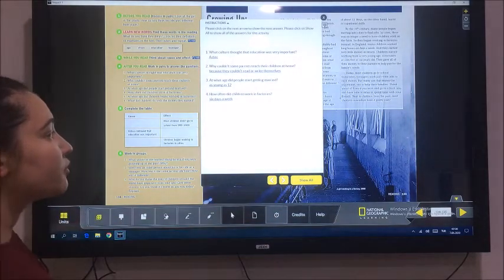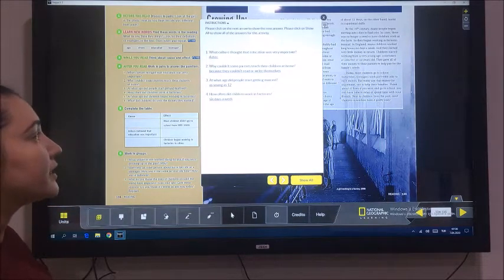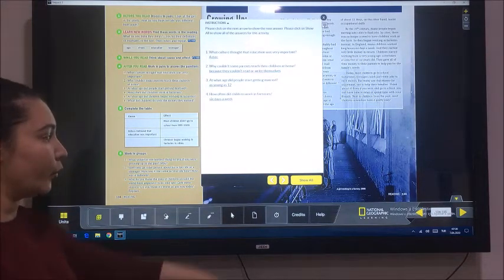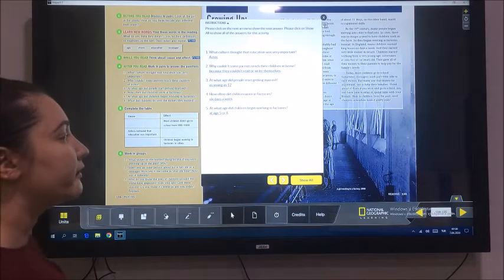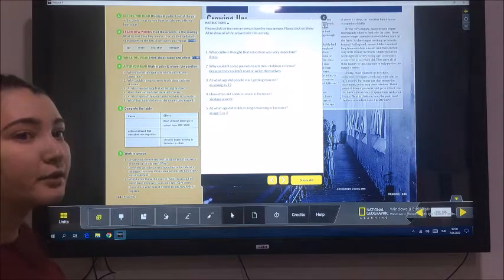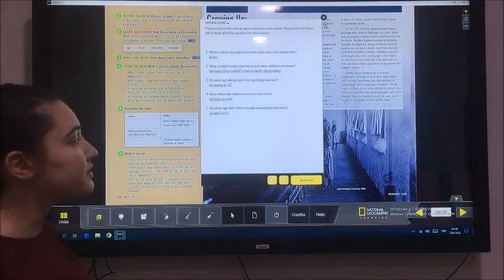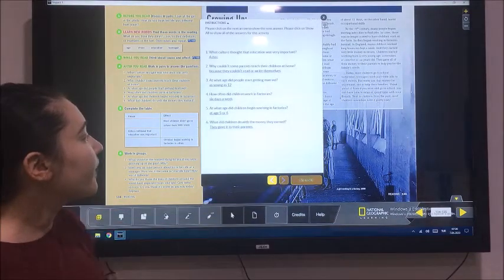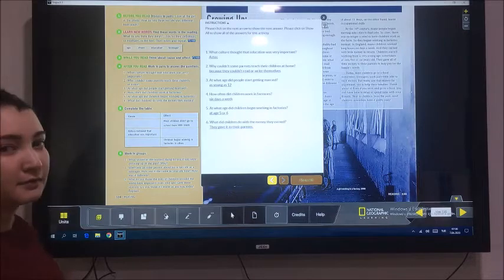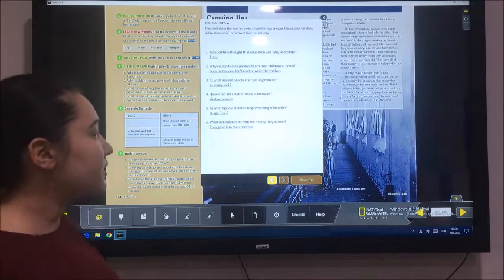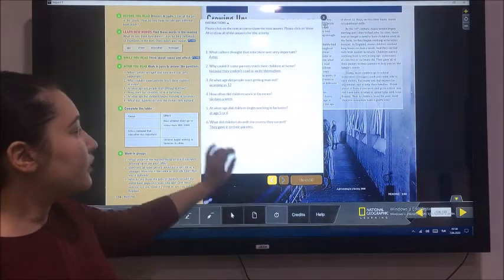How often did children work in factories? Children worked 6 days a week. At what age did children begin working in factories? They started when they were at age 5 or 6, according to the text. What did children do with the money they earned? Well, their parents took their money, so they had to give it to their parents. Review your answers.